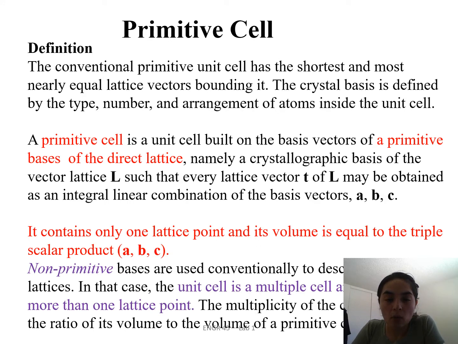So just a little bit more about primitive unit cells. The conventional primitive unit cell has the shortest and most nearly equal lattice vectors bounding it. So I think in the book it defines a unit cell as a parallelepiped, or if you think of cubic structures, it can be a cube, but it would have basically an atom or potentially a lattice point at each of the corners, which would be 8 corners of a parallelepiped or cube.